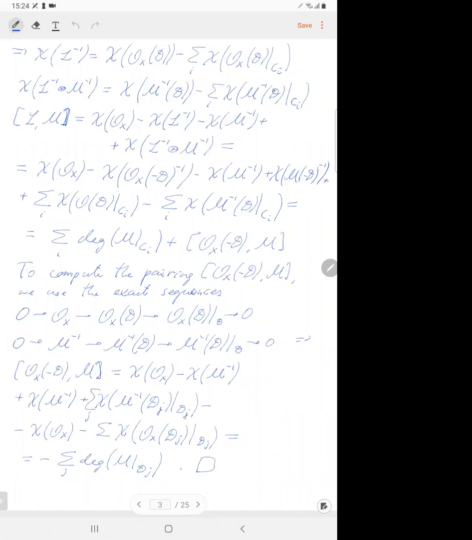But also, this proved that our pairing is bilinear. So it's really a pairing in the usual sense. Okay. So now we can formulate and prove the Riemann-Roch theorem for invertible sheaves on surfaces.